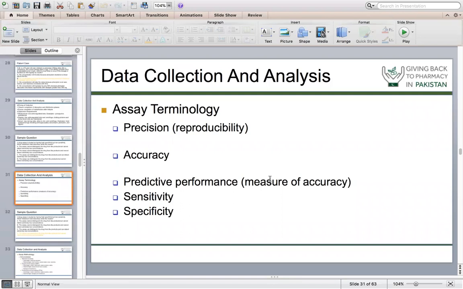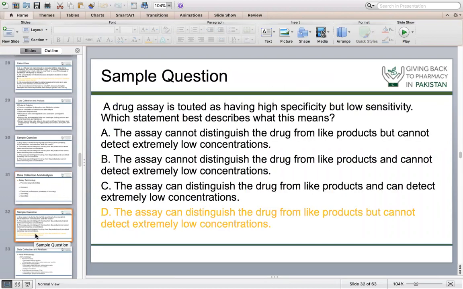Predictive performance is also a measure of accuracy. It's used in literature. And sensitivity is the ability of an assay to detect very low levels of a drug, okay? And specificity is the ability of an assay to detect the drug from like substances. For example, the ability of an assay to detect aminoglycosides like amikacin and gentamicin, to tell structurally similar drugs apart from the others. All right. So the right answer is D.